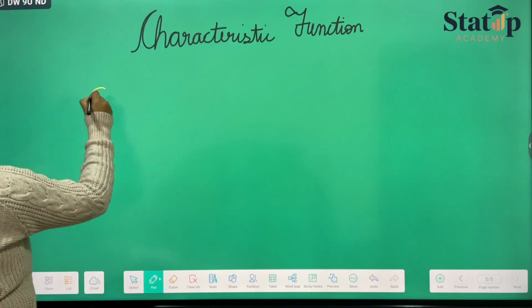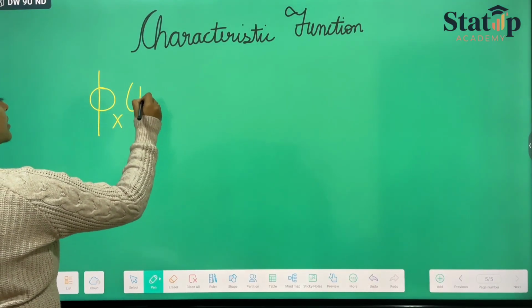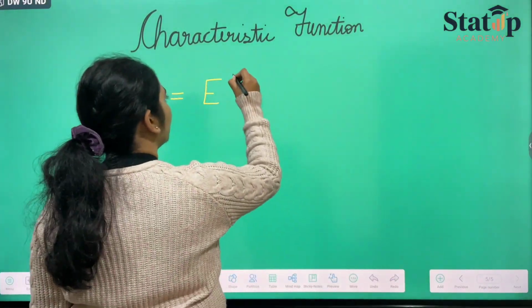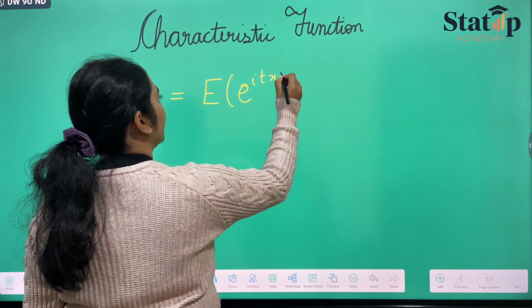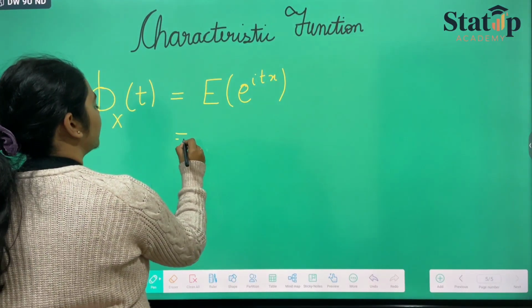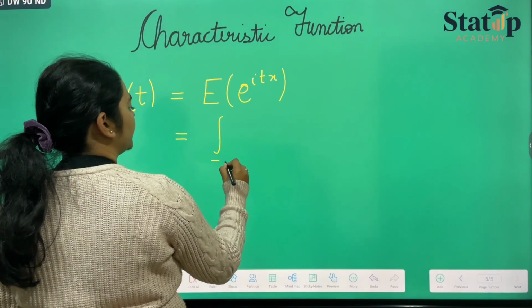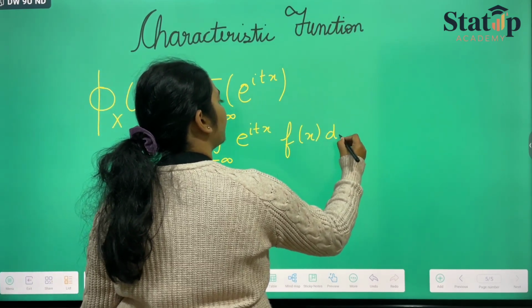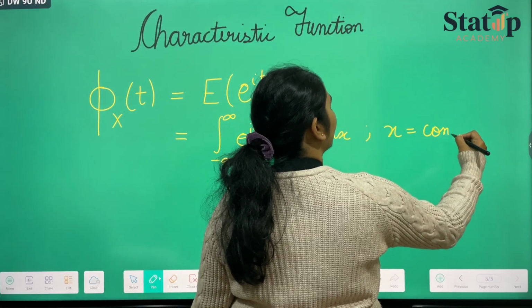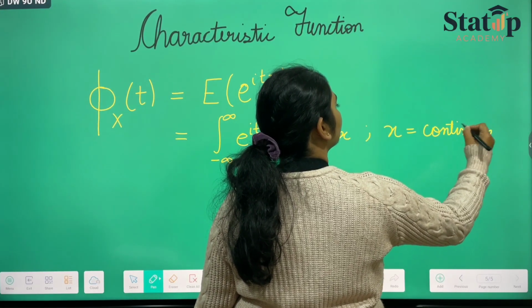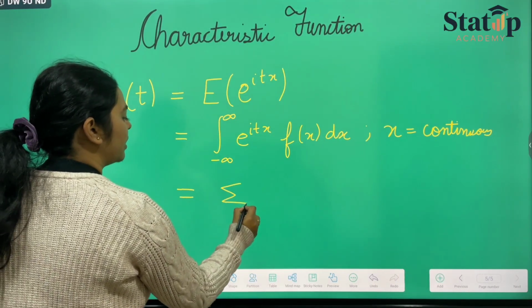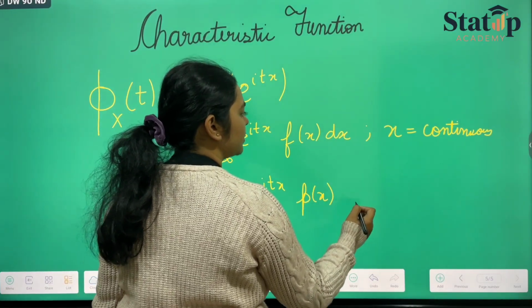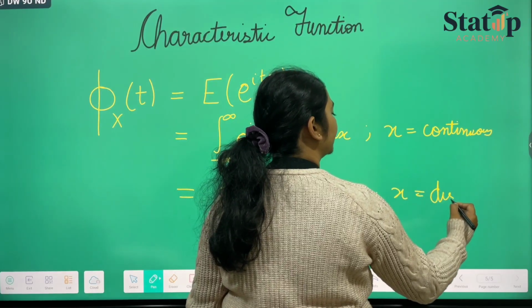So characteristic function is denoted by phi x of t, where x is the variable, and it is given by expectation of e raised to the power i t x, which also can be written as integration from minus infinity to infinity of e raised to the power i t x f x dx, when x is a continuous variable, and it is also denoted by summation over x of e raised to the power i t x p x, where p x is the pmf of x, where x is nothing but a discrete random variable.